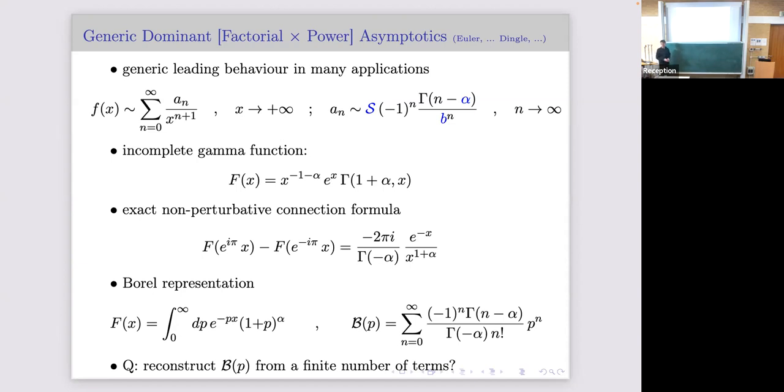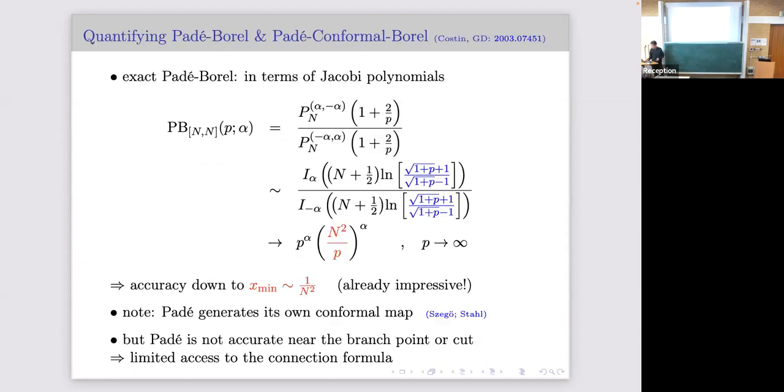But how do you get that from just a finite polynomial? Well, from this uniform approximation here, you can see that the behavior goes like this. And the important thing is that p scales like n squared. This is just a property of these polynomials.